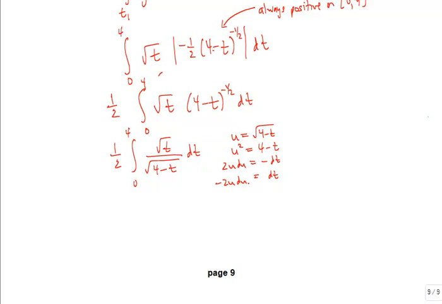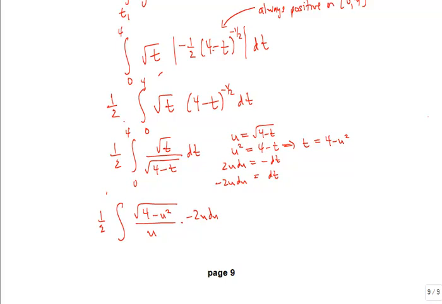Now, what would square root of t become? Well, based on this statement right here, if I solve this for t, add t to the other side and subtract u squared, t is 4 minus u squared. So this is going to become the square root of t, or the square root of 4 minus u squared. The bottom becomes our u, and the dt becomes negative 2u du. Now we have this 1/2 out front.